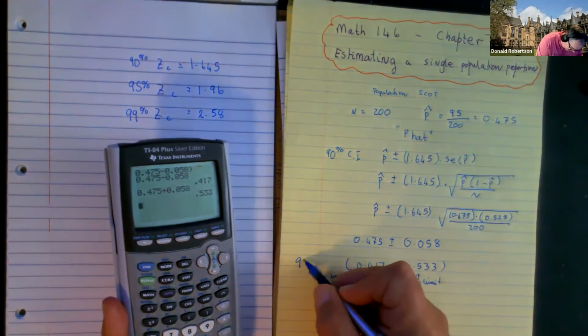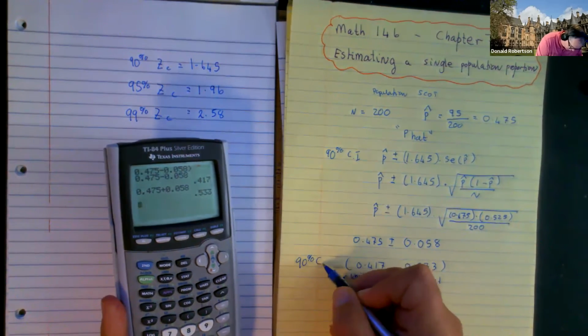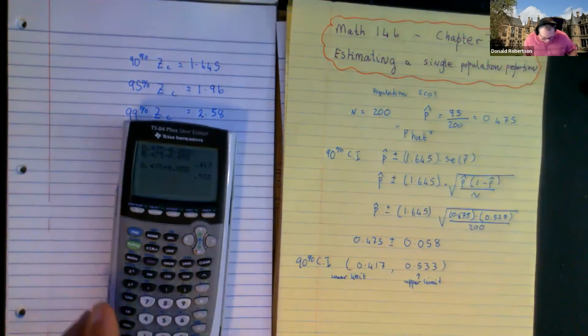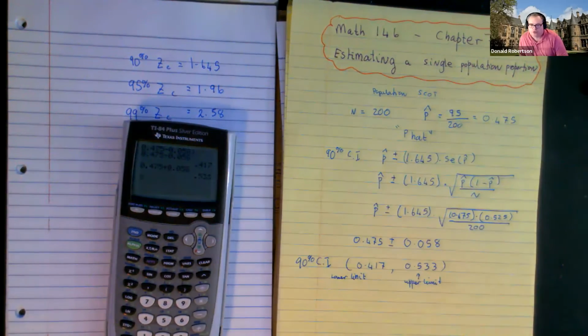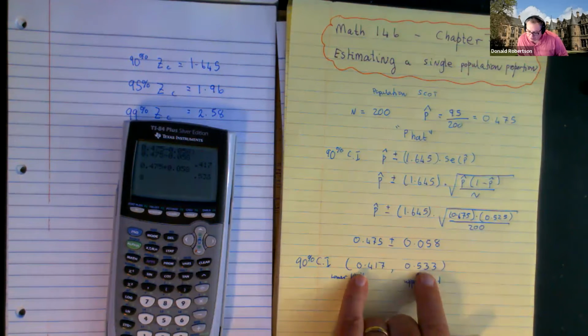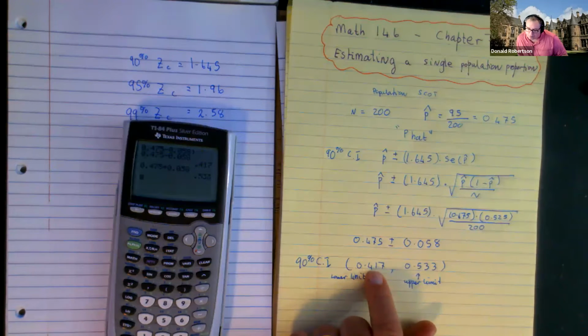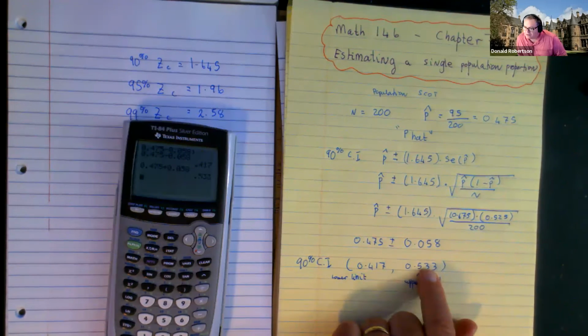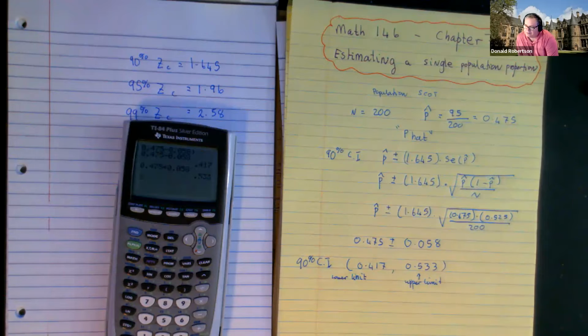So our 90% confidence interval for the percentage of all Scotsmen, adults, who are going to be drunk in any given week is somewhere between these two numbers, right? So what would that be? On the low end, it's about what, 42%. On the high end, it's about 53%. You see, we've got our interval from here to here. Are we good?